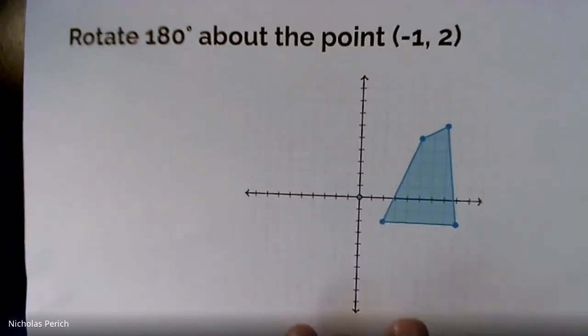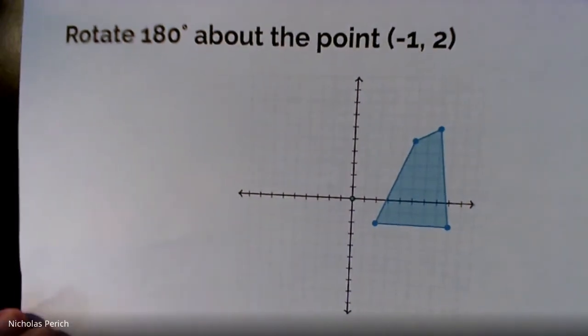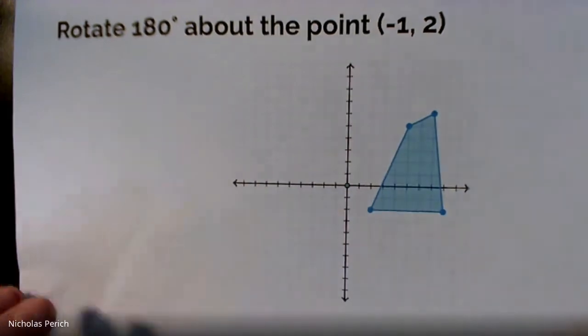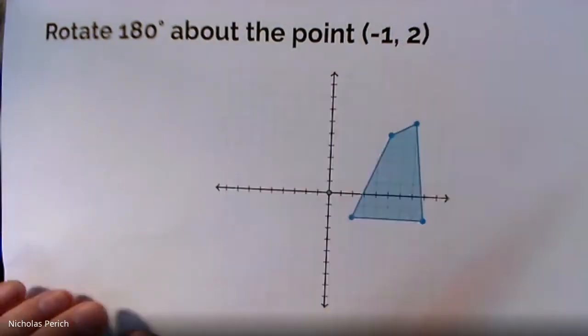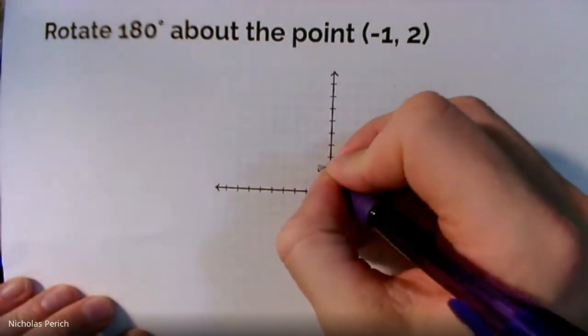Time to complicate things. In the last two problems, my center of rotation was the origin. Good old 0, 0. Can't go wrong with 0, 0. Well, now it's not. Rotate 180 degrees about the point -1, 2. This is what we do when you're rotating around something that is not the origin. I'm just going to make believe that -1, 2 is the origin. So I'm going to go left 1, up 2.